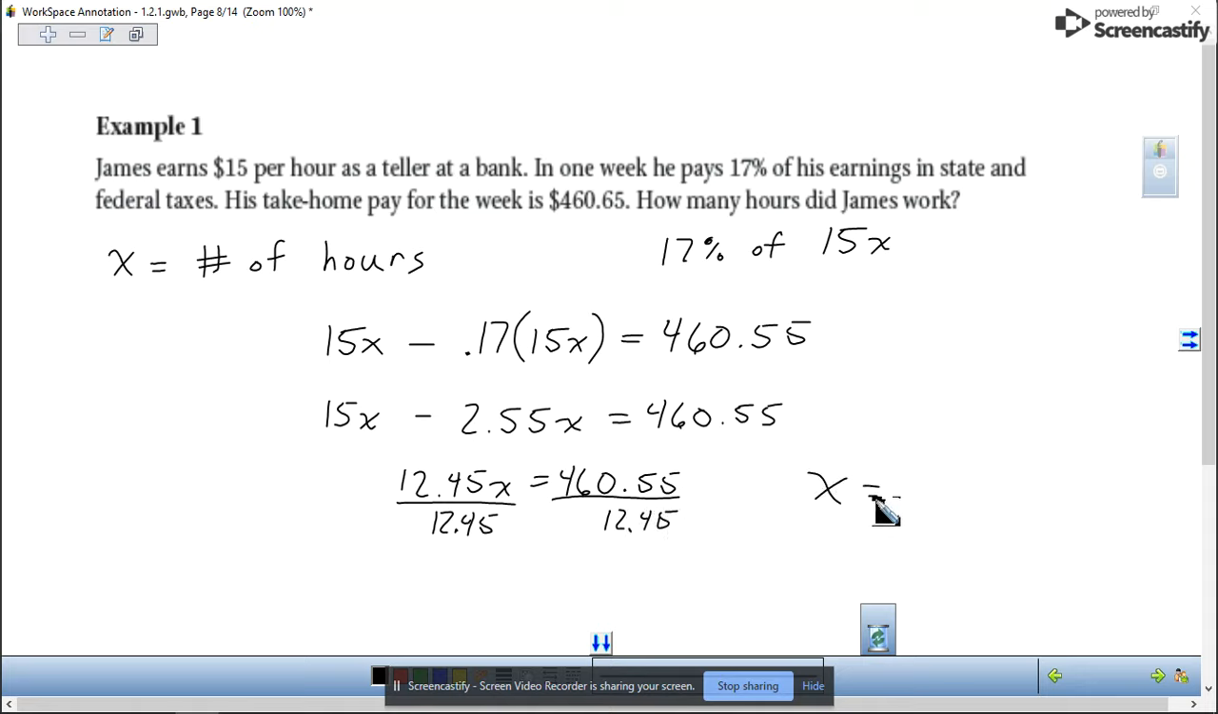When you divide that out, you do get a decimal. It comes out to like 36.99, I believe. And we're going to round that up to 37, because that's basically 37 hours. So he worked 37 hours for the week.